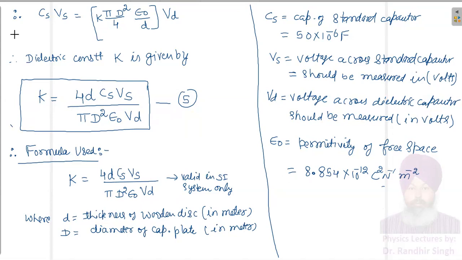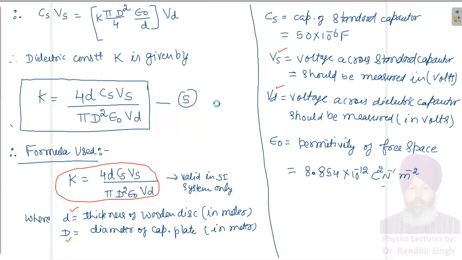Now you can see, let me change the color of the ink. In this expression we want to find the dielectric constant. We have to measure only four things. One measurement is about thickness of wooden plate disc. I will use screw gauge for that. Then capital D, I will use vernier calipers for that. Then Vs and Vd, I will use voltmeter, AC voltmeter for that. And this will solve our expression, and we can now go to the next page.